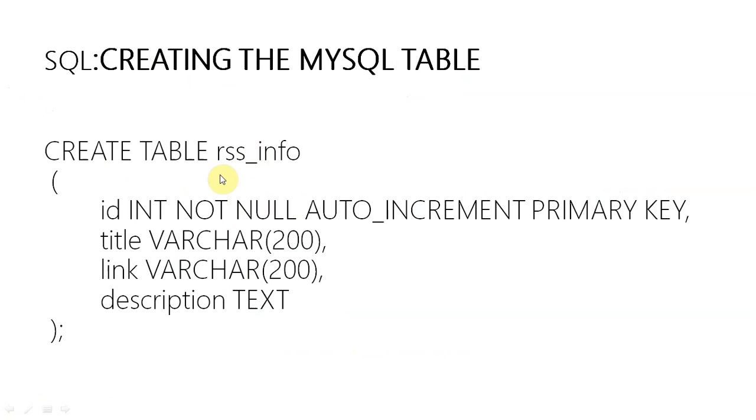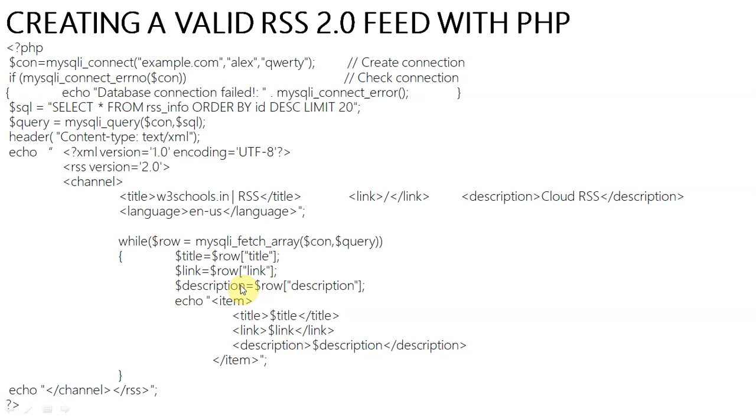This is RSS info, the SQL table name. So we have mentioned here: select asterisk from RSS info, order by ID, descending, and limit is 20, which means that up to 20 elements we will access the data. So 20 at a time will display the data. Maybe there may be more than 20 elements in this table. So this is the select query.